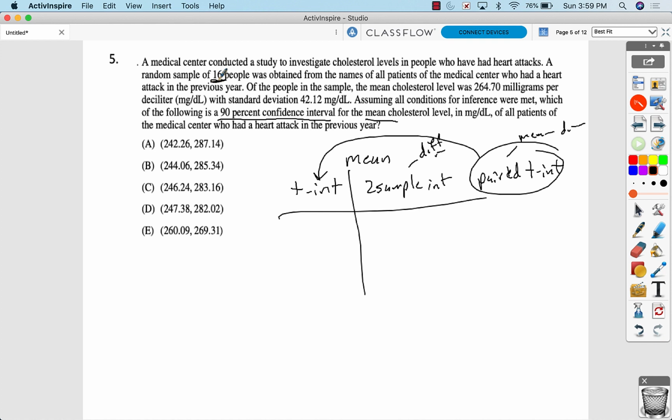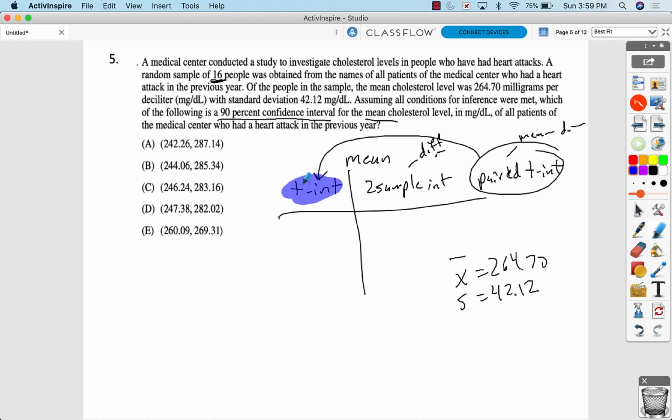Okay, 16 people who had heart attacks. Of the people in the sample, the mean was 264.70, since that's the sample. And the standard deviation was 42.12. Okay, all these little things are very important. So now this is going to be a t-int.